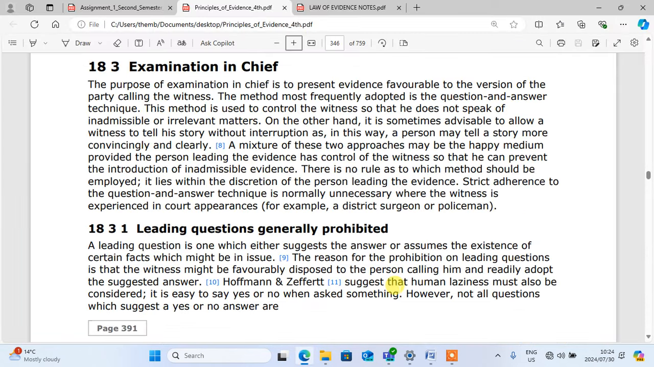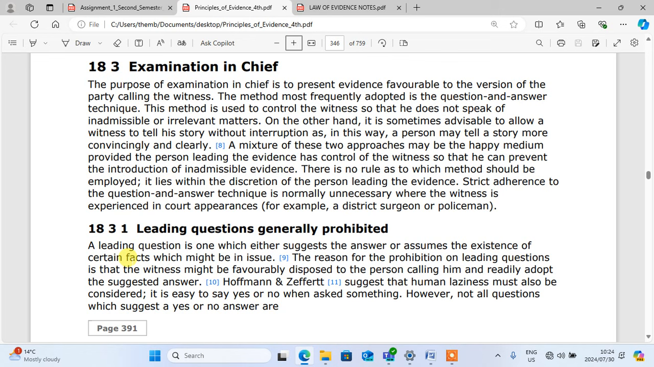Now let's start with the examination in chief, the one that I'm telling you about. The purpose of examination in chief is to present evidence favorable to the version of the party calling the witness, just the way I was explaining to you. The method most frequently adopted is the question and answer technique. Then we have leading questions, which are generally prohibited. A leading question is one which either suggests the answer or assumes the existence of certain facts.